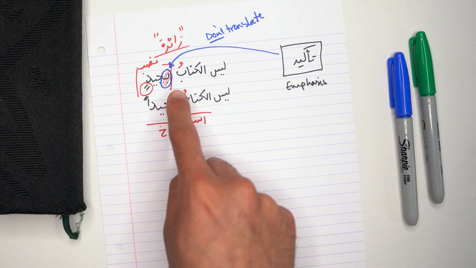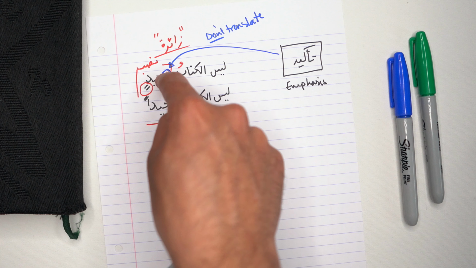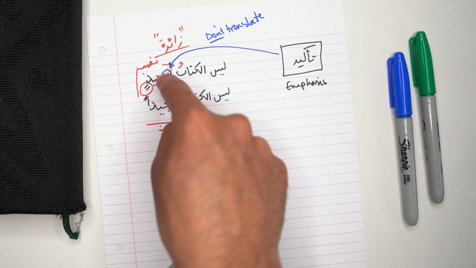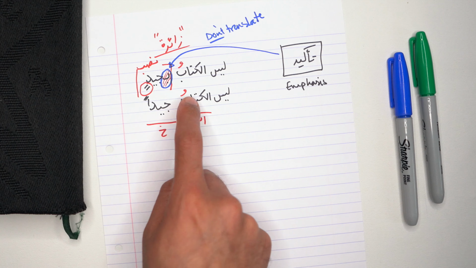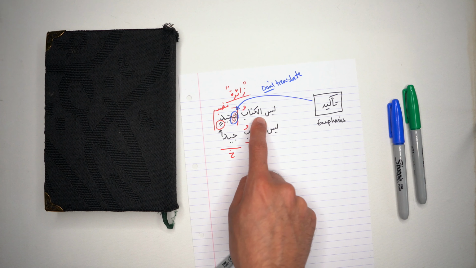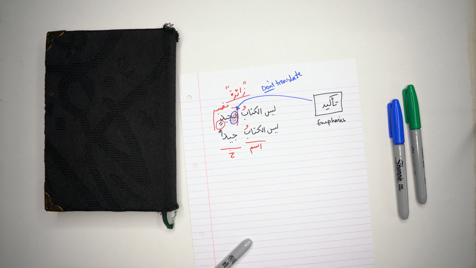Only difference is when you translate these two, you're going to translate the first one with more emphasis. So for instance, the second one, ليس الكتاب جيدا, the book is not good. ليس الكتاب بجيد, the book is definitely not good. It's more of an emphasis there, right? So you got this kind of emphatic meaning inside the sentence.